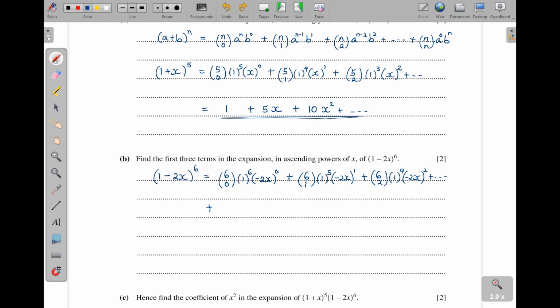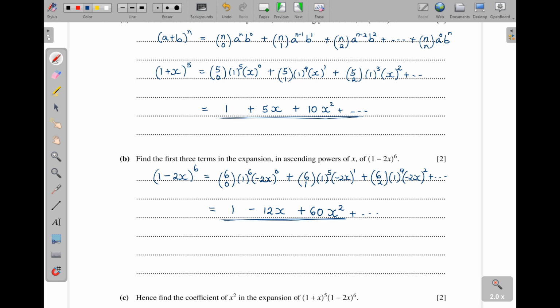This one will be a 1. So everything here is actually going to be a 1, so we shall have a 1 here. And then here, this will be 6 times negative 2, that will be negative 12, so I will have minus 12x. And then 6 combination 2 is 6 times 5, that is 30 divided by 2, that is 15. And then 15 times the 4 here, that will be 60. So we shall have positive 60x squared. So that is what we are having here.